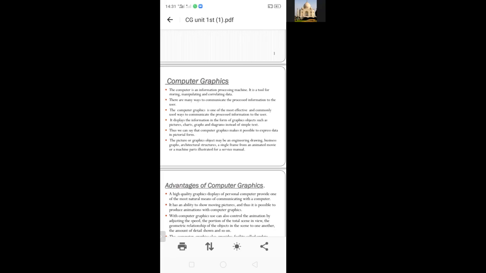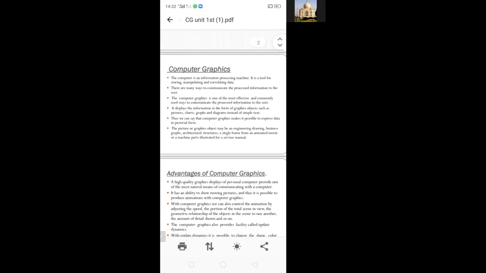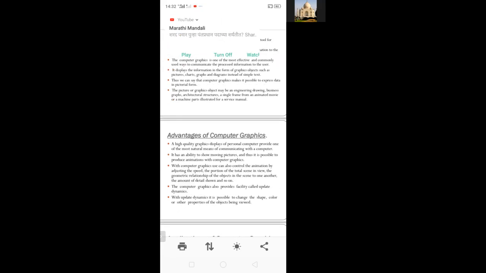Whenever those kinds of frames are joined together, that will be creating the animations. So that is nothing but computer graphics. In short, computer graphics is dealing with creation of visual objects with the help of computer system. Creation of visual objects with the help of computer system, that is nothing but computer graphics. I think the computer graphics concept is self-explanatory, and this much is sufficient as far as computer graphics is concerned.